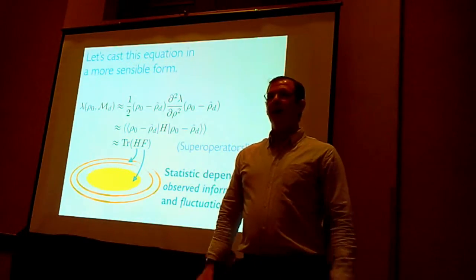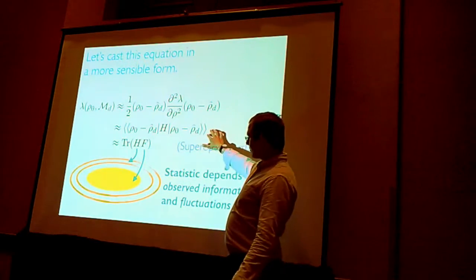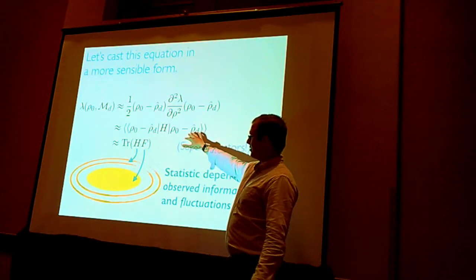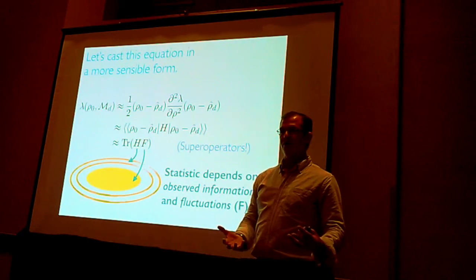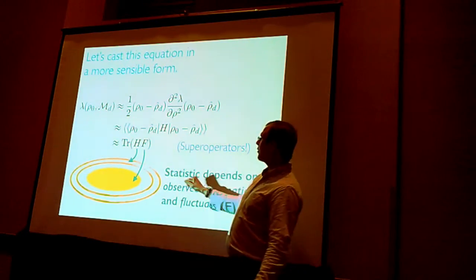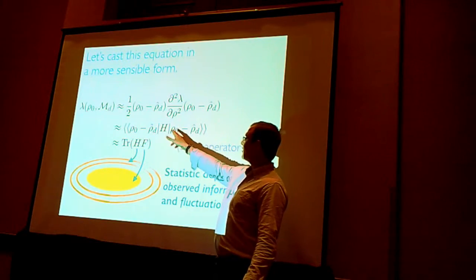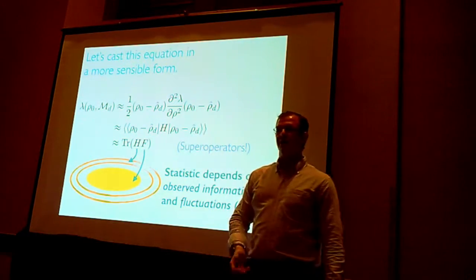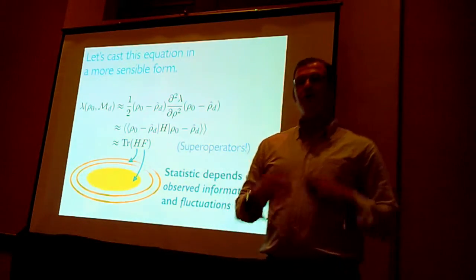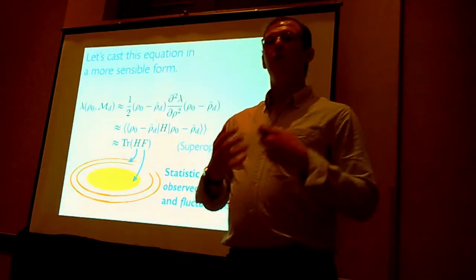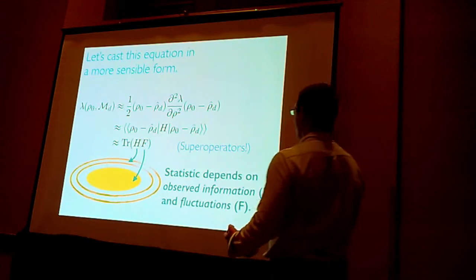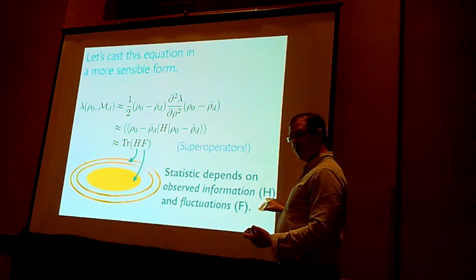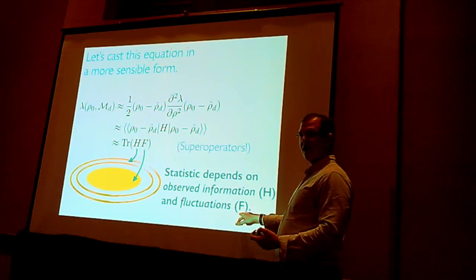and then we're going to write this matrix element, essentially, as a trace, by defining what we're calling the fluctuation tensor. It's the tensor formed by taking the outer product of the difference between the true state and your maximum likelihood estimate. When you recast the equation in this form, what you see is that the behavior of the statistic depends upon the observed information H and the fluctuations F.